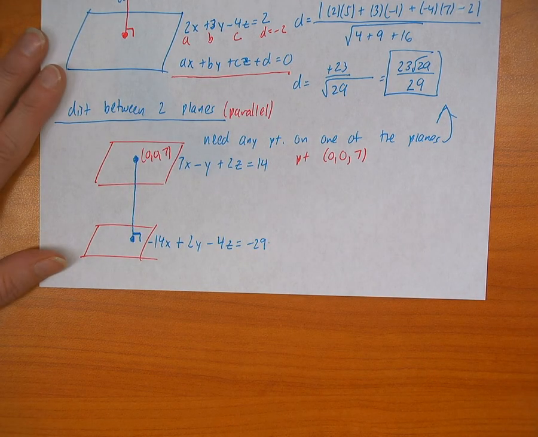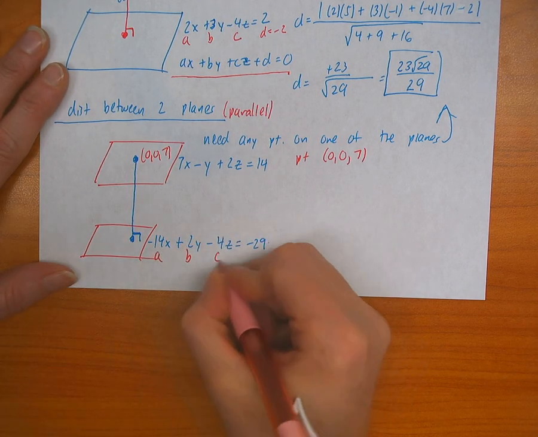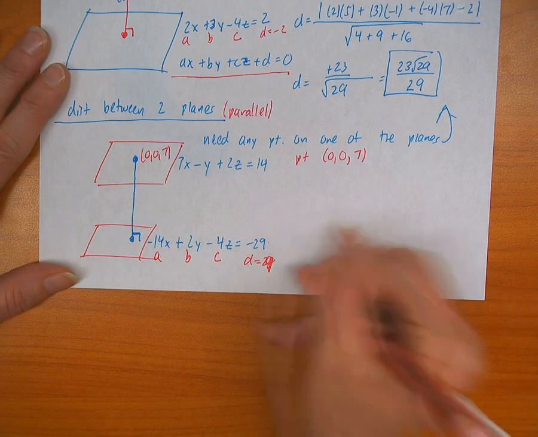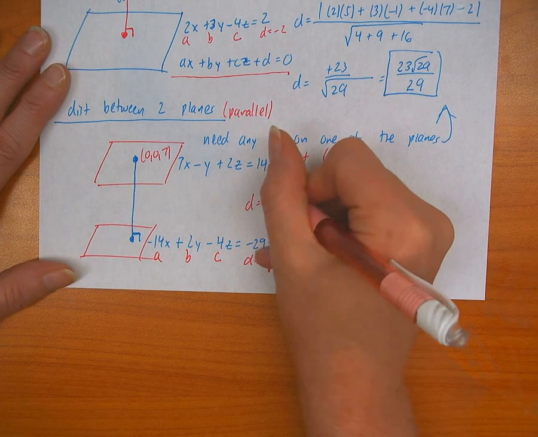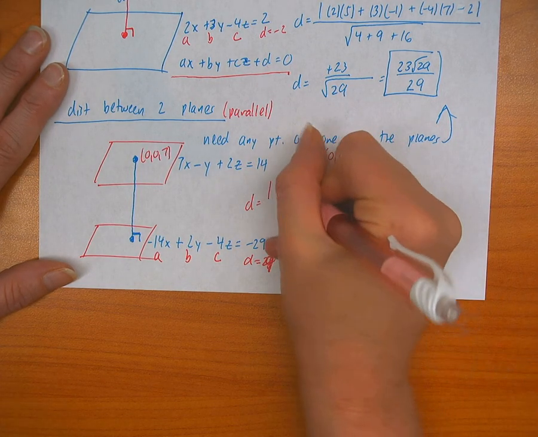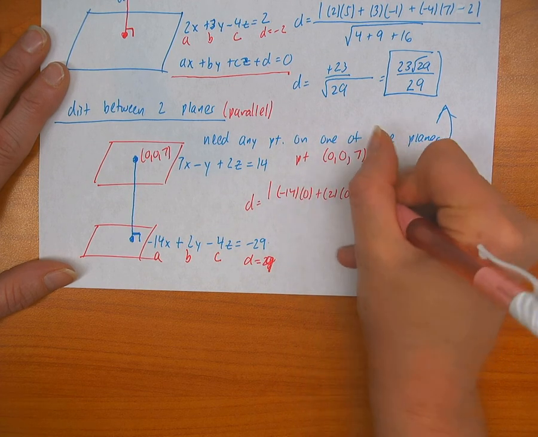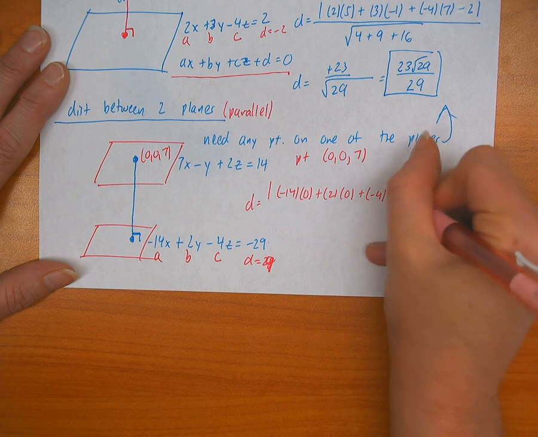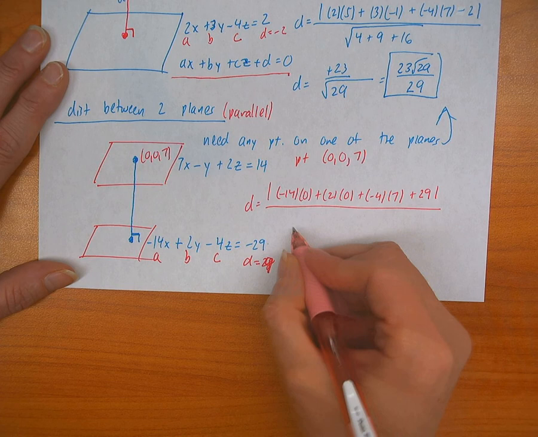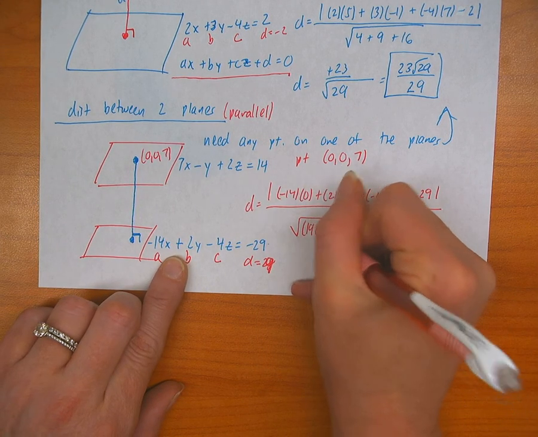Okay, and now we repeat the steps from before. So we've got our A, our B, our C, and our D will be 29. We're going to do the absolute value of the dot product between the normal and our point, but then with the plus 29 in there. And then divide by the square root of whatever 14 squared is, 196, right?